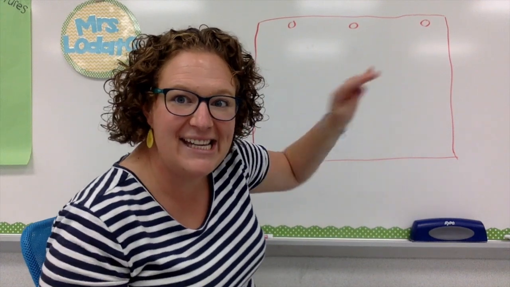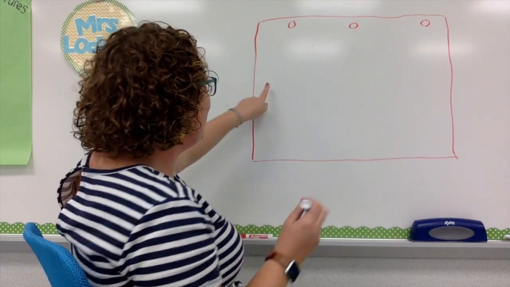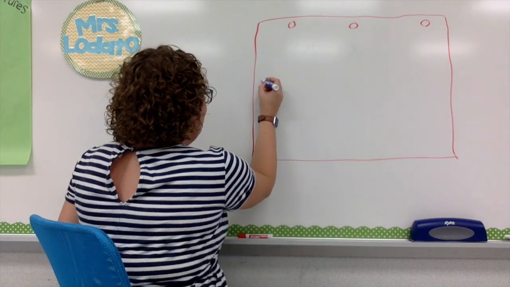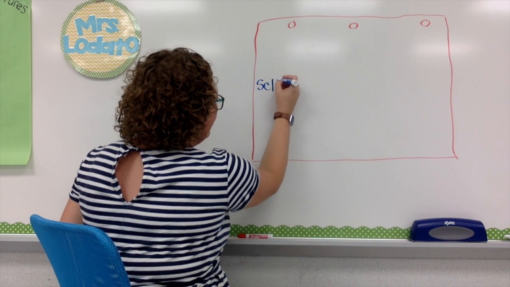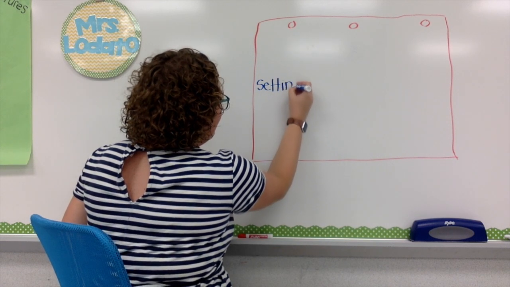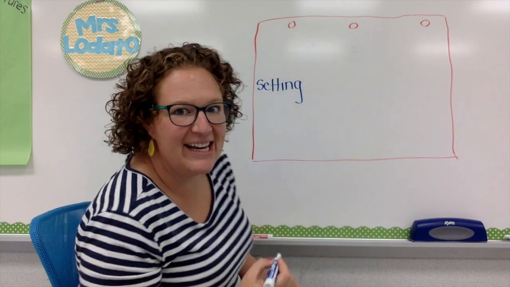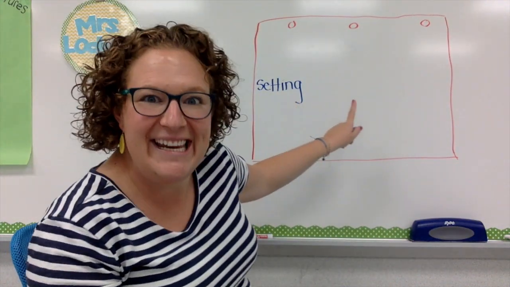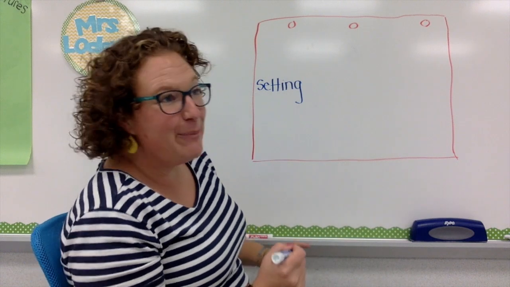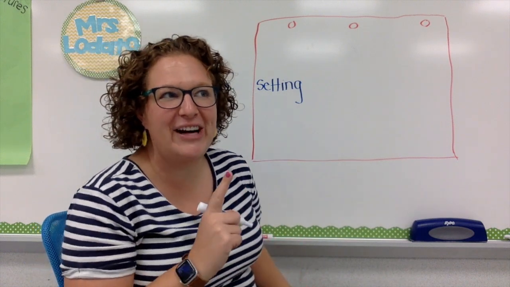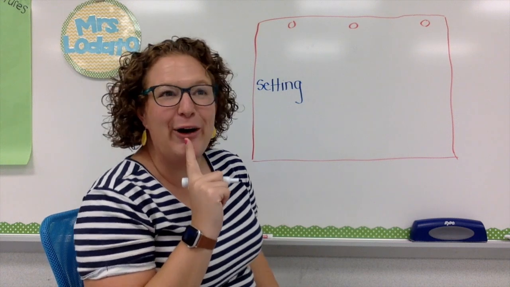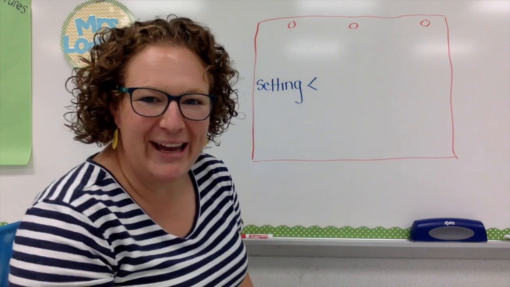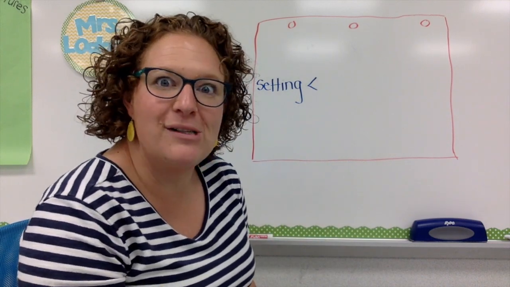So pretend this is your notebook page. You are going to write setting right here. Setting. Now, if you notice, I didn't make it all big over here because I need that space. So to make a brace map, this is what you do. First, I draw what I call a carrot nose. It's going to point towards setting. Do you see my carrot nose? That's how I would draw a nose on a snowman.